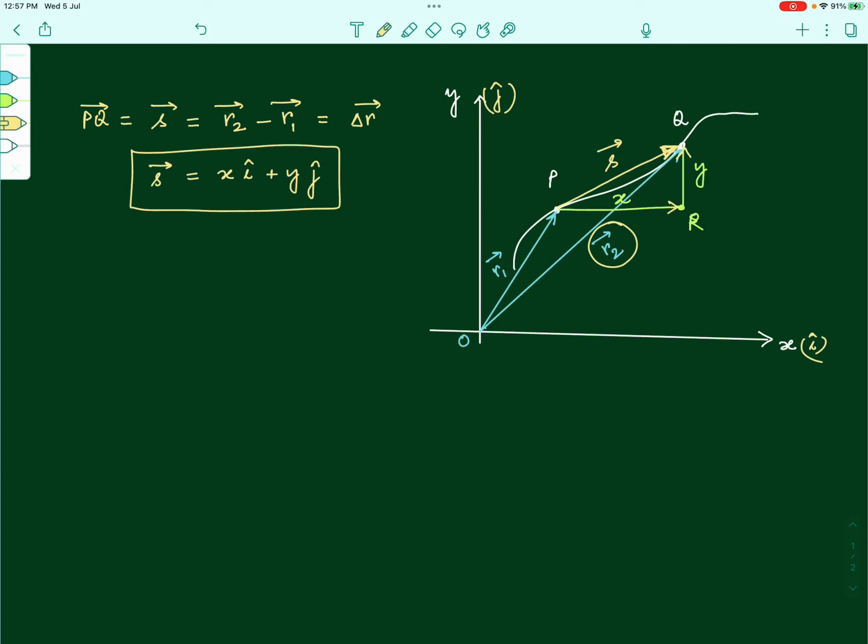Now we can go a step further and we can try and find out the velocity v of this particle at any point in time.